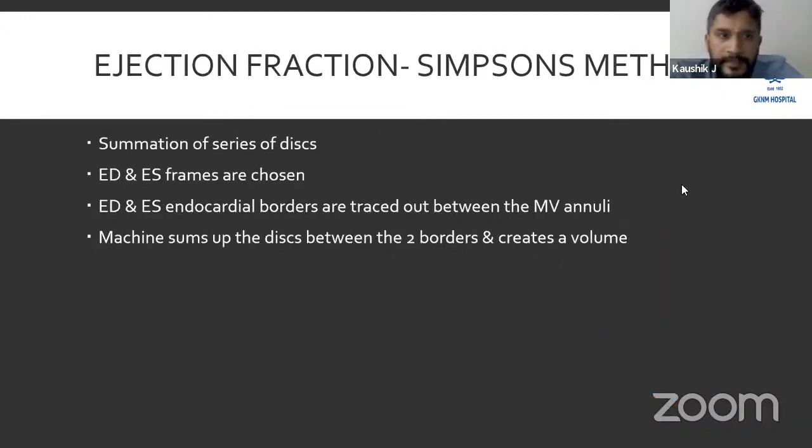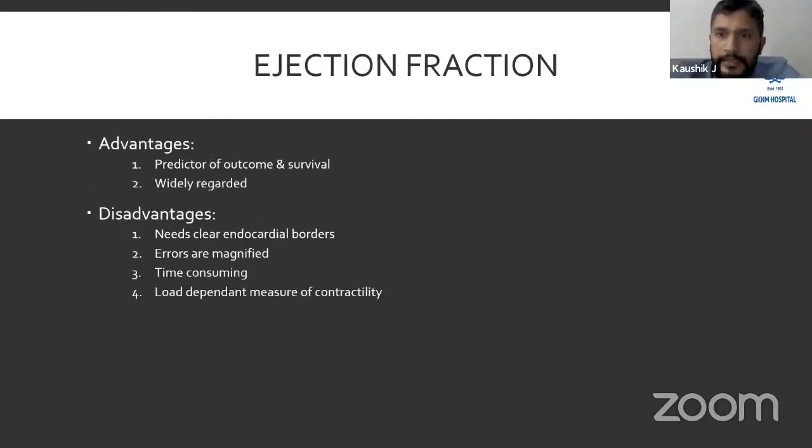And what is the Simpson's method? It is nothing but a summation of a series of discs. Like you have the fractional area change, you have to trace out the endocardial borders. Once you trace out the endocardial borders, the machine drops a series of discs from the mitral valve annulus right up to the apex. Again, while doing this, you'll have to choose your end diastolic and end systolic frame. The end diastolic and end systolic endocardial borders are traced out, and then the machine sums up the discs between these borders and creates a volume.